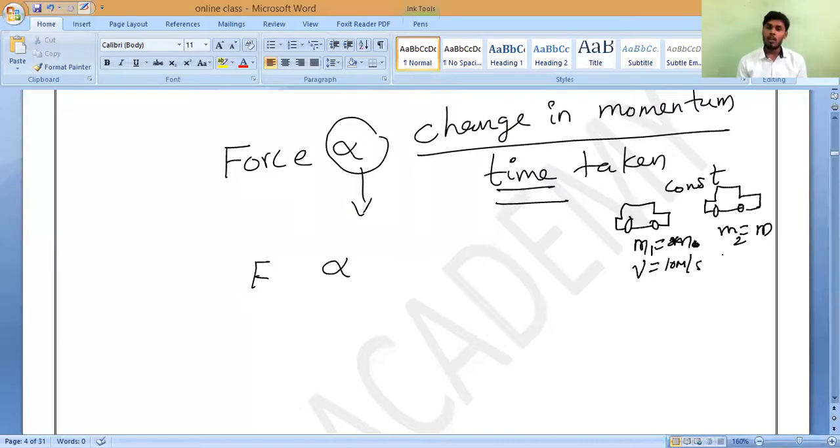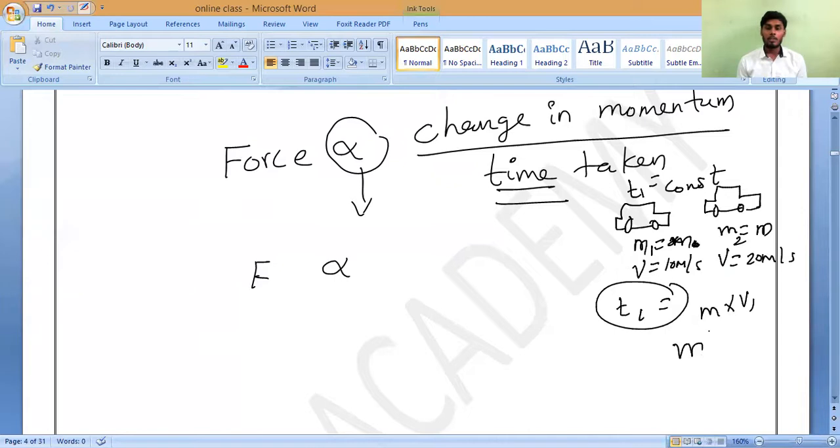Now, after 1 minute, velocity is, let me imagine, 20 meter per second. So now what is the momentum of this body? Is it constant or does it vary? At time T1, the momentum is mass into velocity, M into V1.